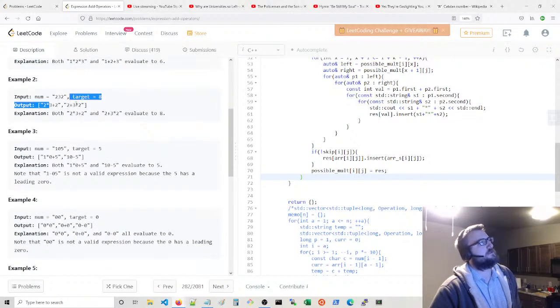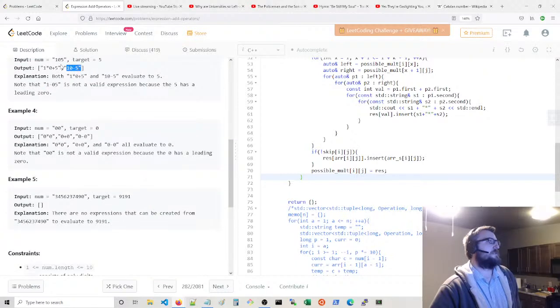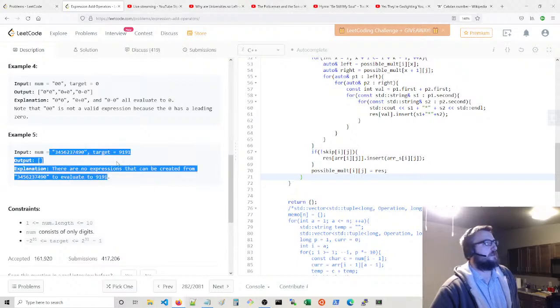For 2, 3, 2 with target 8, you can do 2 times 3 plus 2 is 8, or 2 plus 3 times 2 is 8. 6 plus 2 is 8, 2 plus 6 is 8. Both of those give you 8. 1, 0, 5 gives you another similar thing: 10 minus 5 gives you 5. With 0, 0, you can multiply zeros, add zeros, subtract zeros. And then finally at the end, you have this very long string, 91, 91, and there aren't any solutions that give you that.